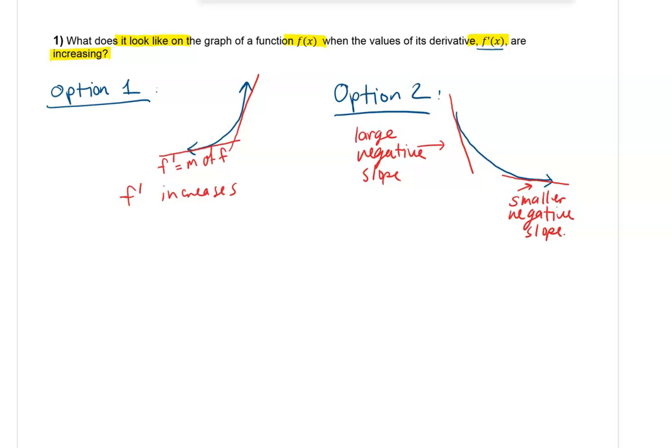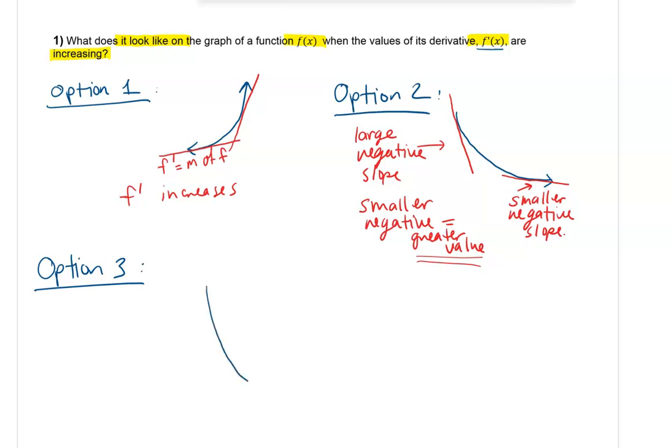Well, as we know numerically, the smaller the negative, the greater the value. So smaller negative equals greater value. So to go from a large negative to a small negative, meaning the function's going down but flattening out, like going from a steep negative to a flat negative, that would mean that the slopes themselves are increasing in value since their negativeness is getting less. And then the last option is if I put all this together. So if a function started out going down and ended going up, that would also be the shape of something that has a first derivative that's increasing.